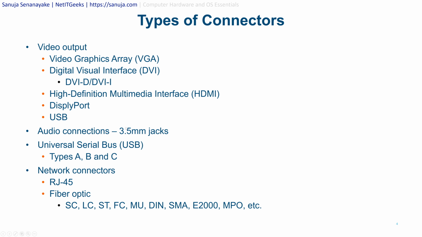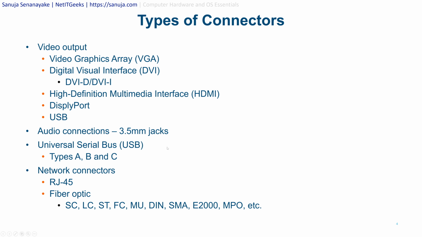Audio connections, typically we use 3.5 millimeter jacks. However, there are audio devices that can work using USB ports. For example, the microphone that I'm using to record this video is connected to my computer using a USB 3.0 jack. So there are audio interfaces that can work with USB, because USB is a very versatile connector type. But traditionally, the audio connectors on computers are typically 3.5 millimeter jacks.